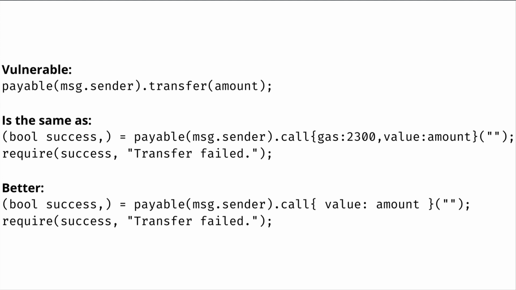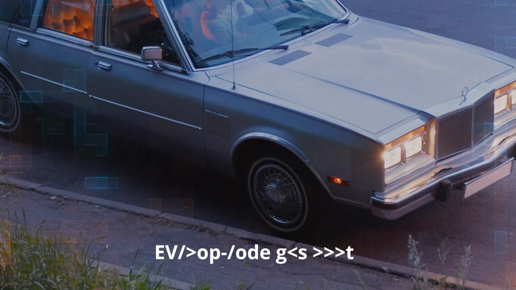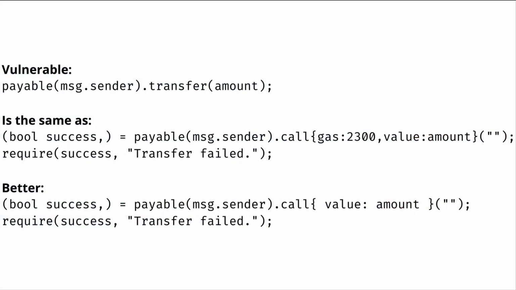So why is it now discouraged to use transfer? Because there's no guarantee that Ethereum virtual machine opcode gas costs don't change in the future. And in fact, they have changed several times in the past. So it's possible that you have a contract that currently doesn't exceed 2300 gas, but in the future might do. So it's better to just leave the gas field empty.